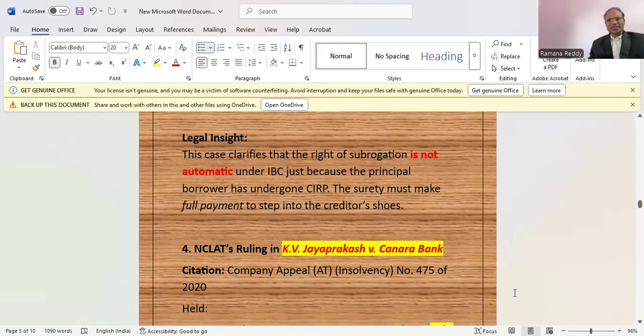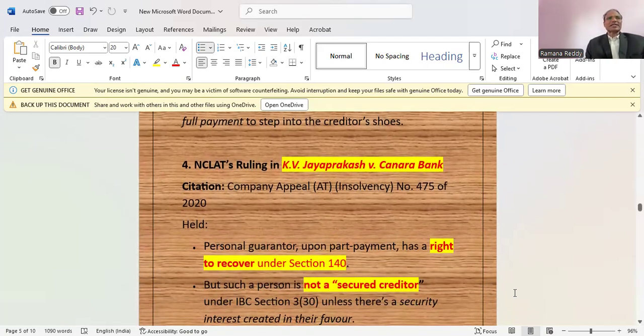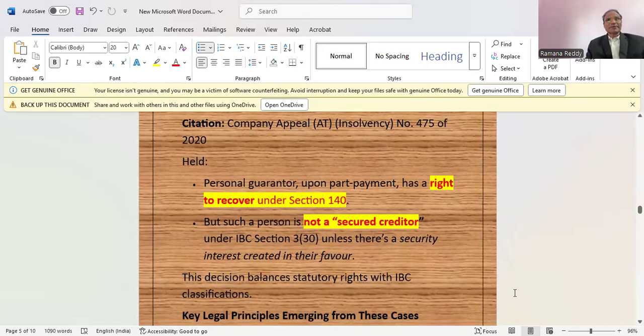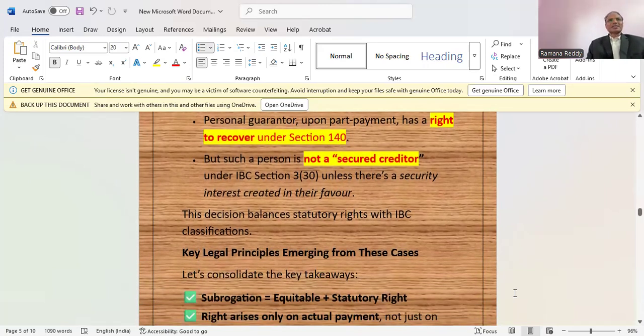The NCLT and NCLAT ruling in KB Jayaprakash versus Canara Bank. The NCLAT held that the personal guarantor, upon part payment, has a right to recover under Section 140, but such a person is not a secured creditor under IBC Section 3(30), unless there is a security interest created in their favour. So the decision balances the statutory right with the IBC.